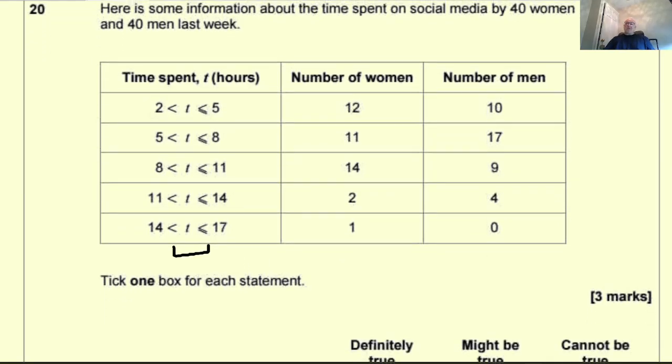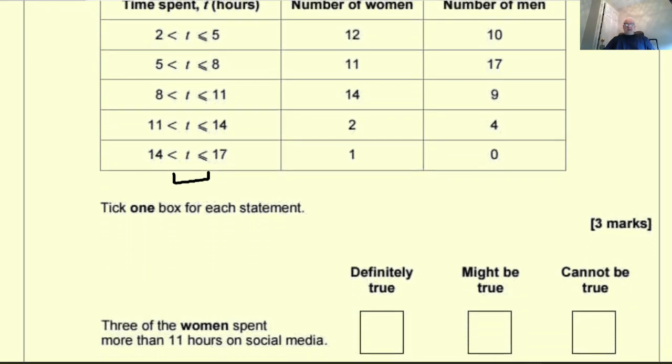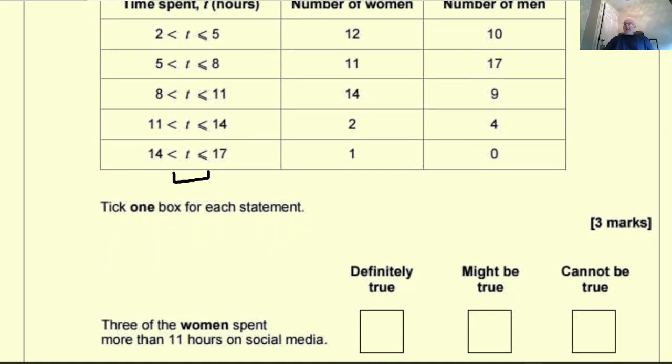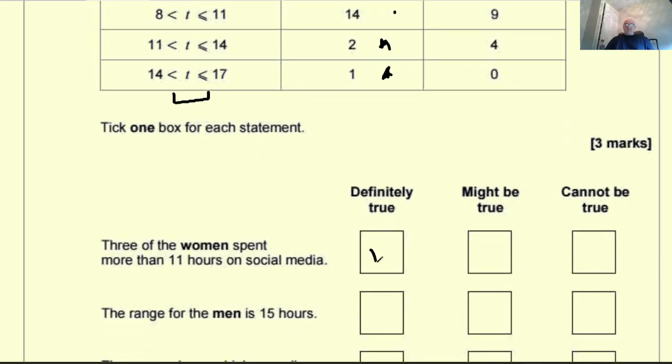Now the key thing to remember on this one is greater than 2 but less than or equal to 5, greater than 5, less than or equal to 8, and so on. So that's my categories, that's my range, if you like. So let's look at the first statement. 3 of the women, so we're definitely looking at women, spent more than 11 hours on social media. So we're looking for the women column, more than 11 hours. Well, that could be 11, so this is more than 11 hours. So in them two brackets, I've got 3 women, so definitely true.